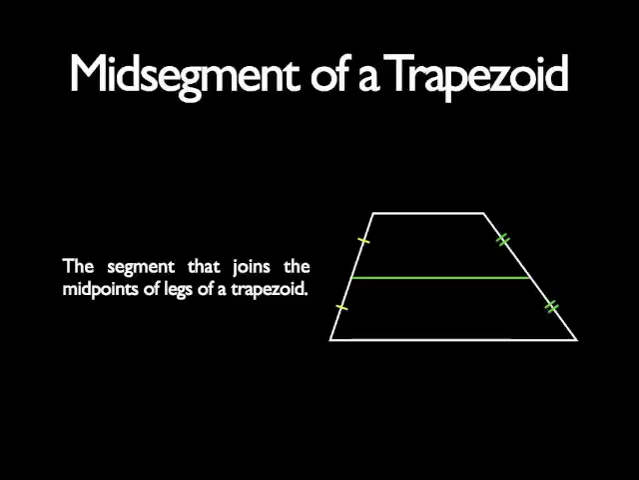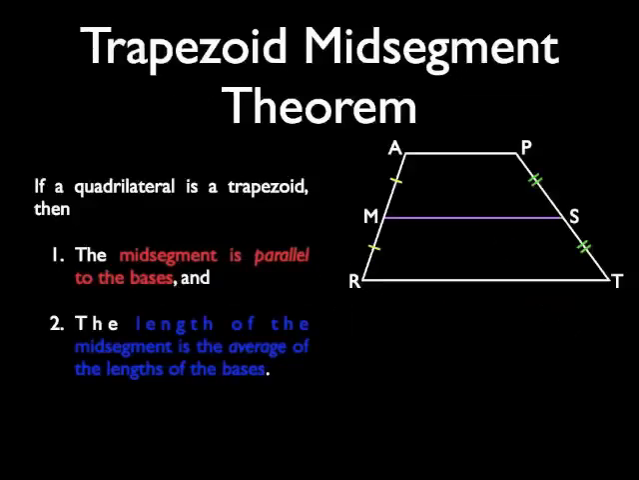The midsegment is the segment that joins the midpoints of the legs of a trapezoid. So notice that a trapezoid has exactly one midsegment. The midsegment is parallel to the bases, and the length of the midsegment is the average of the lengths of the two bases.